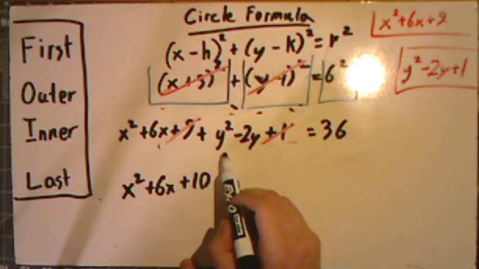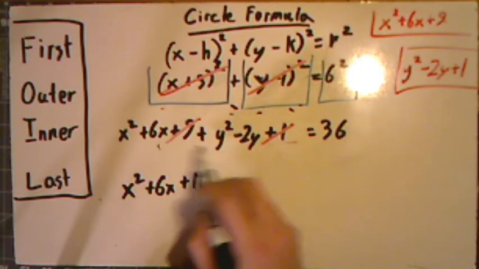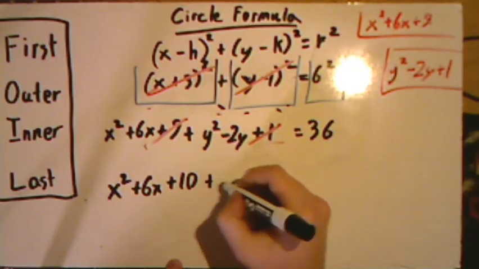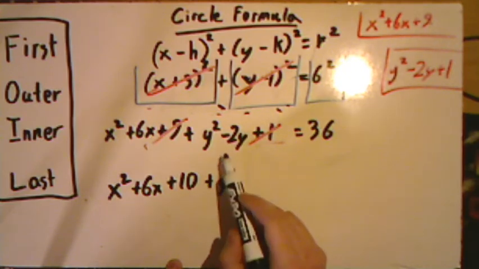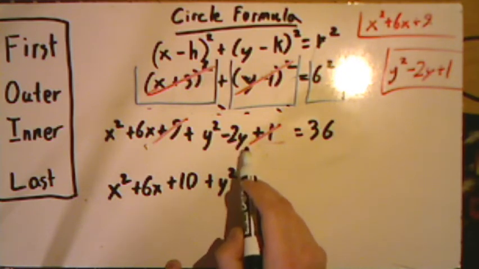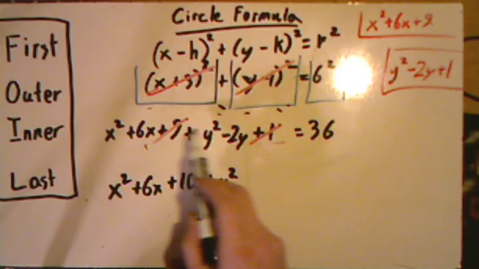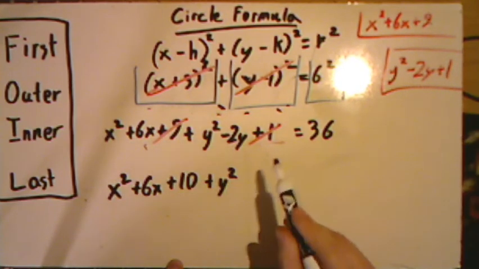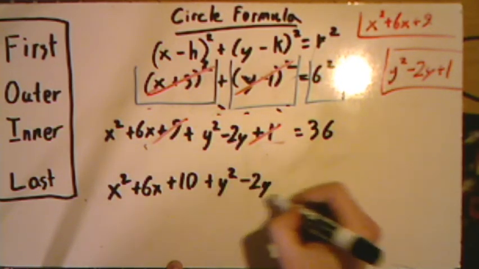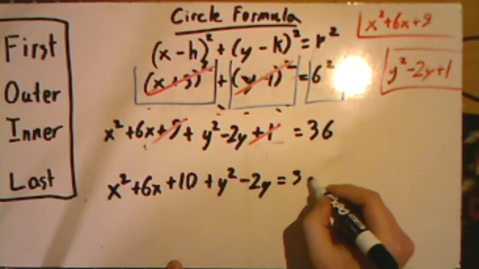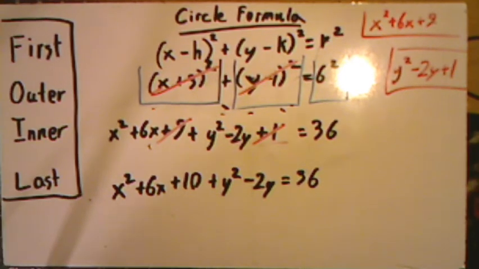Alright, y squared. Do we have any y squareds in there? No, so we'll just bring it down. Do we have any y variables? Just y, nothing else. We take a look through? No, so we'll just drop that down as well. We have this equal to 36.